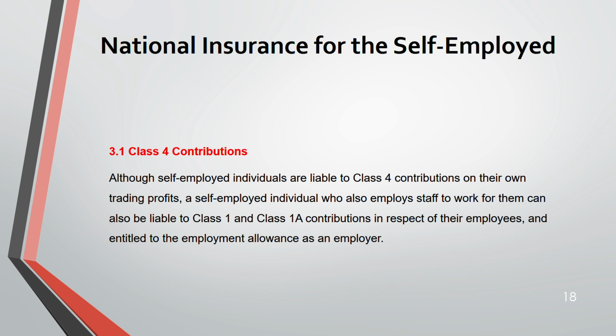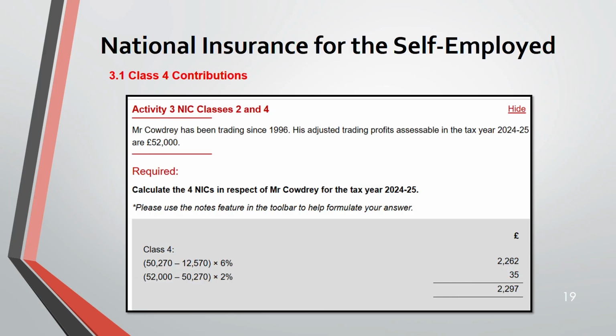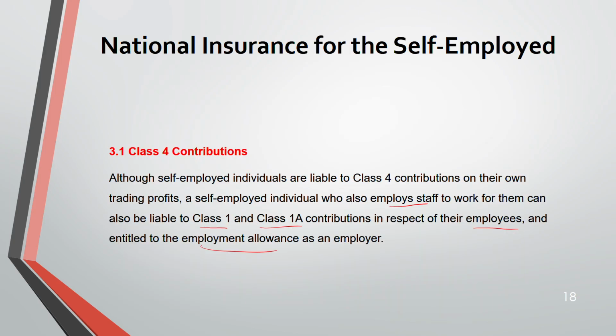Although self-employed individuals are liable to class 4, remember a self-employed individual who also employs staff can be liable to class 1 and 1A also. So along with class 4, because they are employing staff, they have to now pay class 1 and class 1A contribution in respect of that employee. And also he might get an employment allowance as an employer. So we'll see activity 3 to understand this.